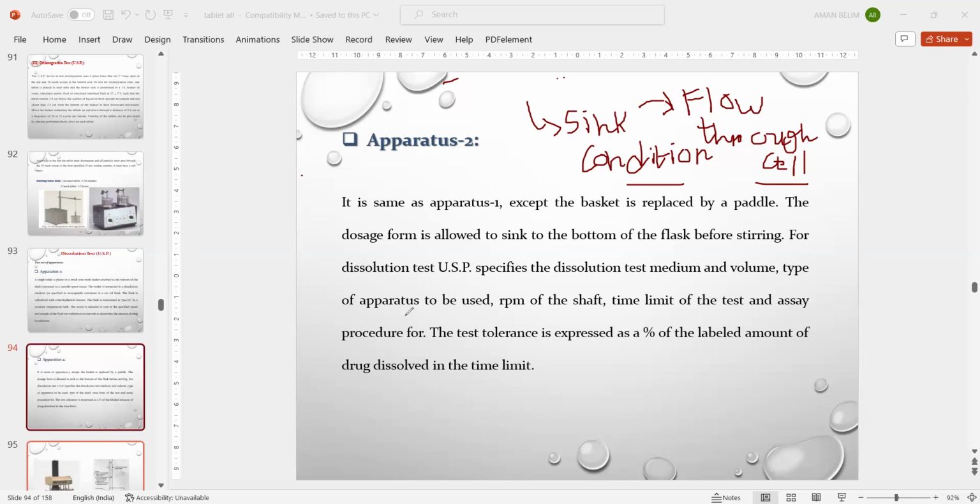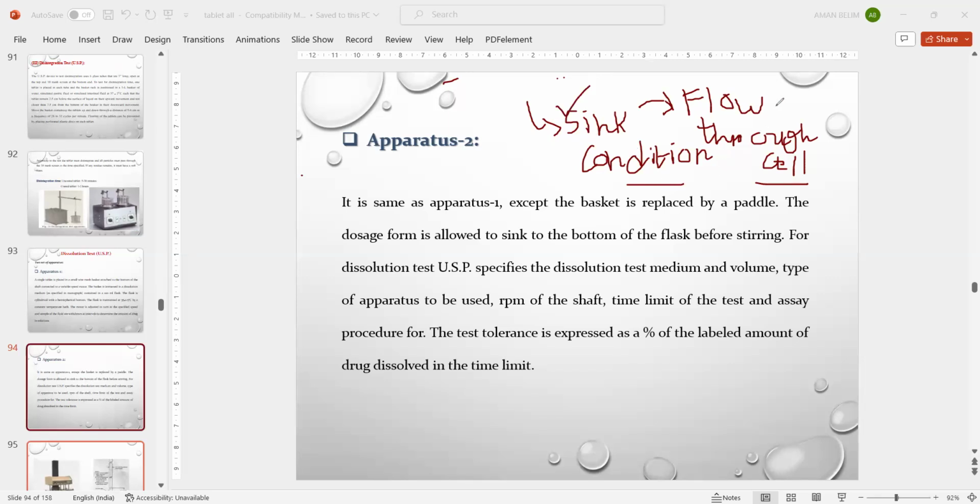Any material which is absorbed, in this context we are talking about drugs. Any drug absorbed from the stomach or intestine will directly get removed from its site of absorption and enter into the systemic circulation, or you can say distributed in systemic circulation. That is known as sink condition.